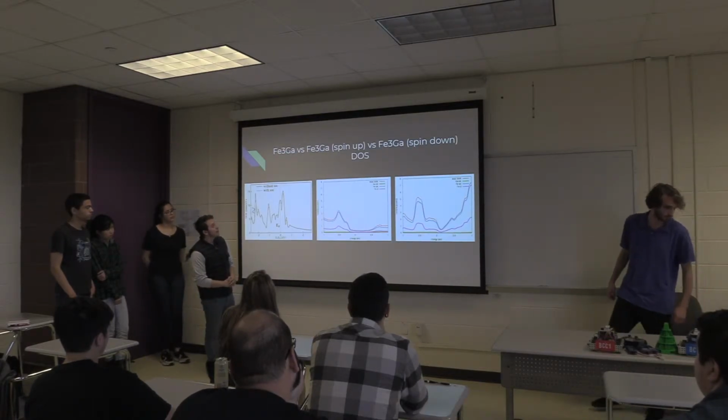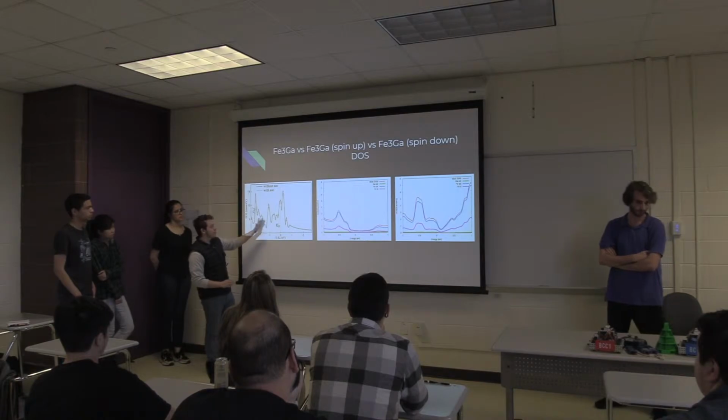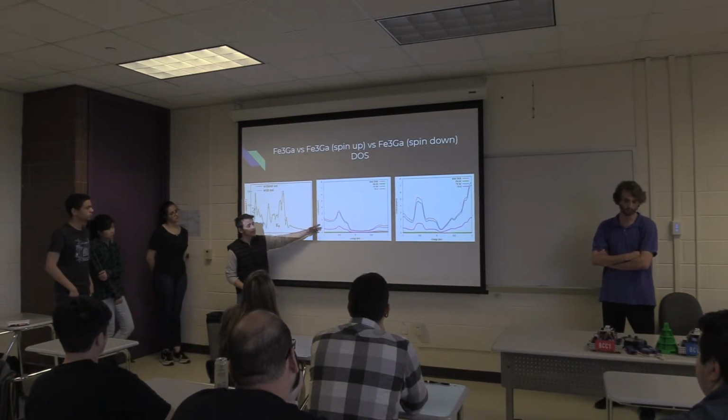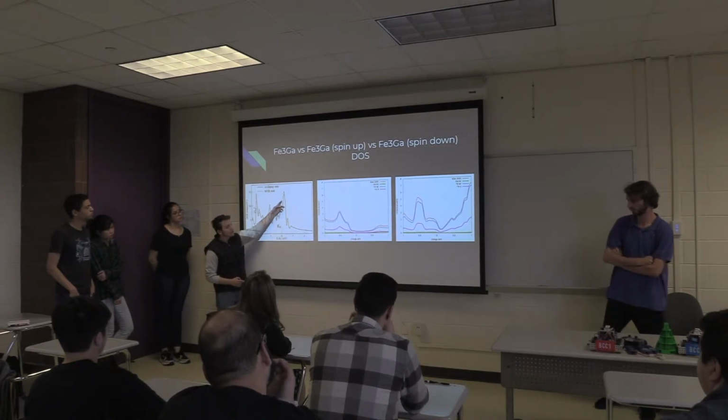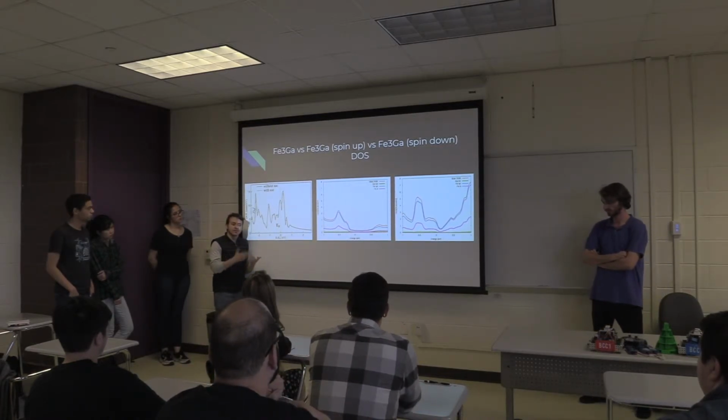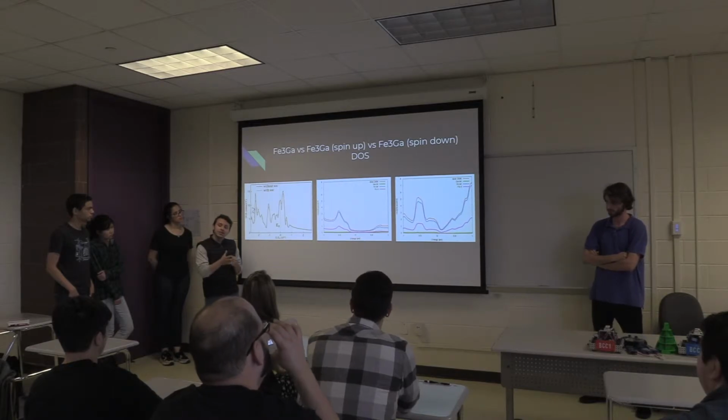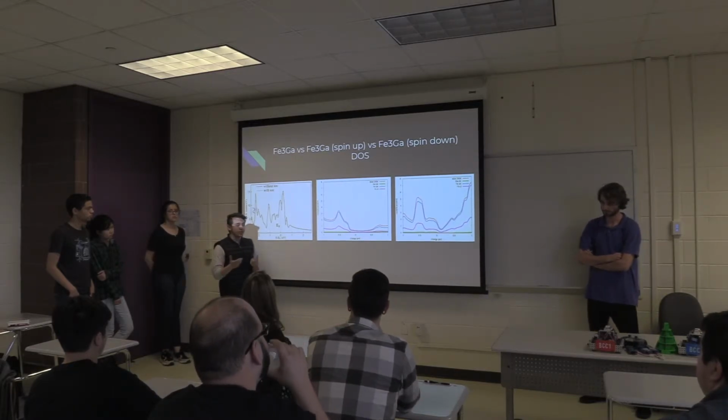And with the iron-gallium-3, we have three phases: the normal one, one with the spin polarization up, and one with the spin polarization down. Here in the normal one, we can see the sharp peak at the Fermi level. This means that this is an unstable material. That means that there are a lot of electrons there, and they're just sitting right there doing nothing.